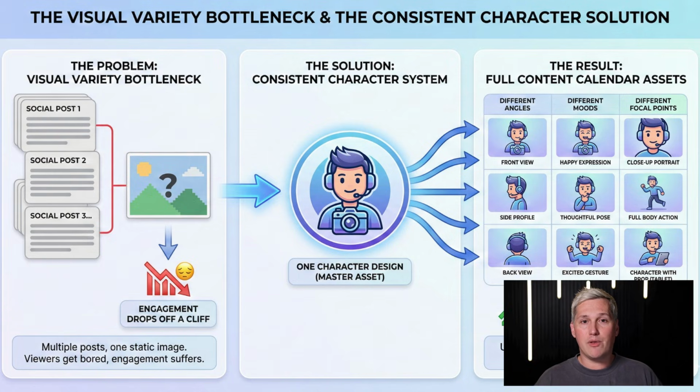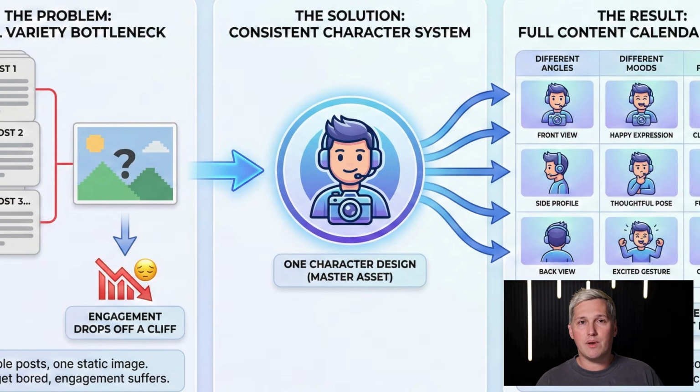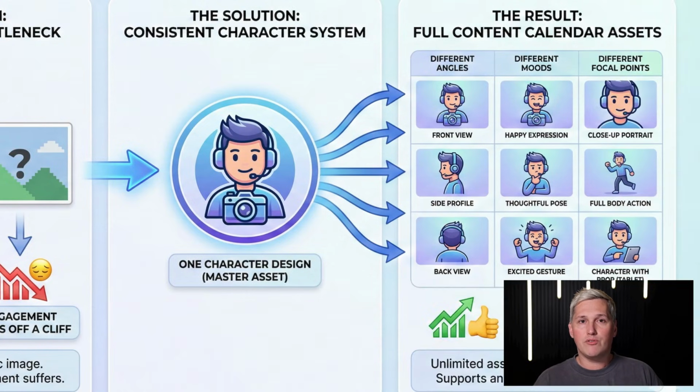If you are a content creator, you know that one of the biggest bottlenecks is visual variety. You can write 10 different social posts, but if they all use the same static image, engagement drops off a cliff. With this system, you generate one character design and now you have enough visual assets to support an entire content calendar. Different angles for different posts, different moods, different focal points, all perfectly consistent.